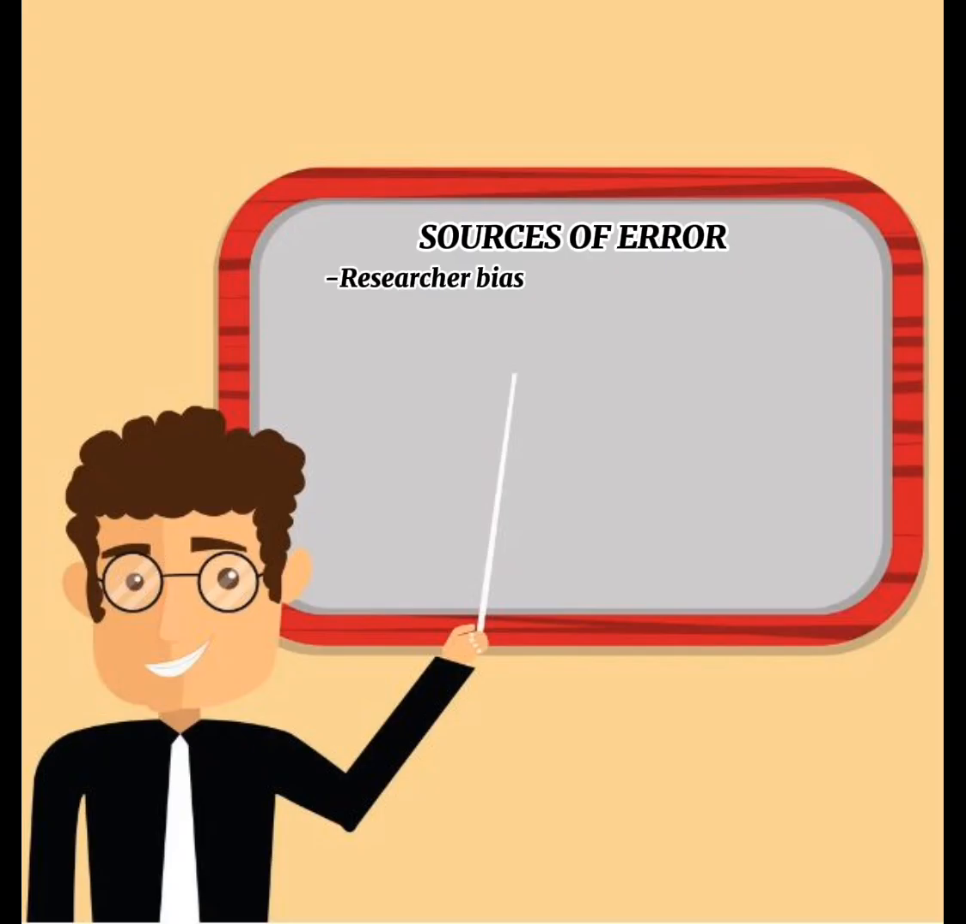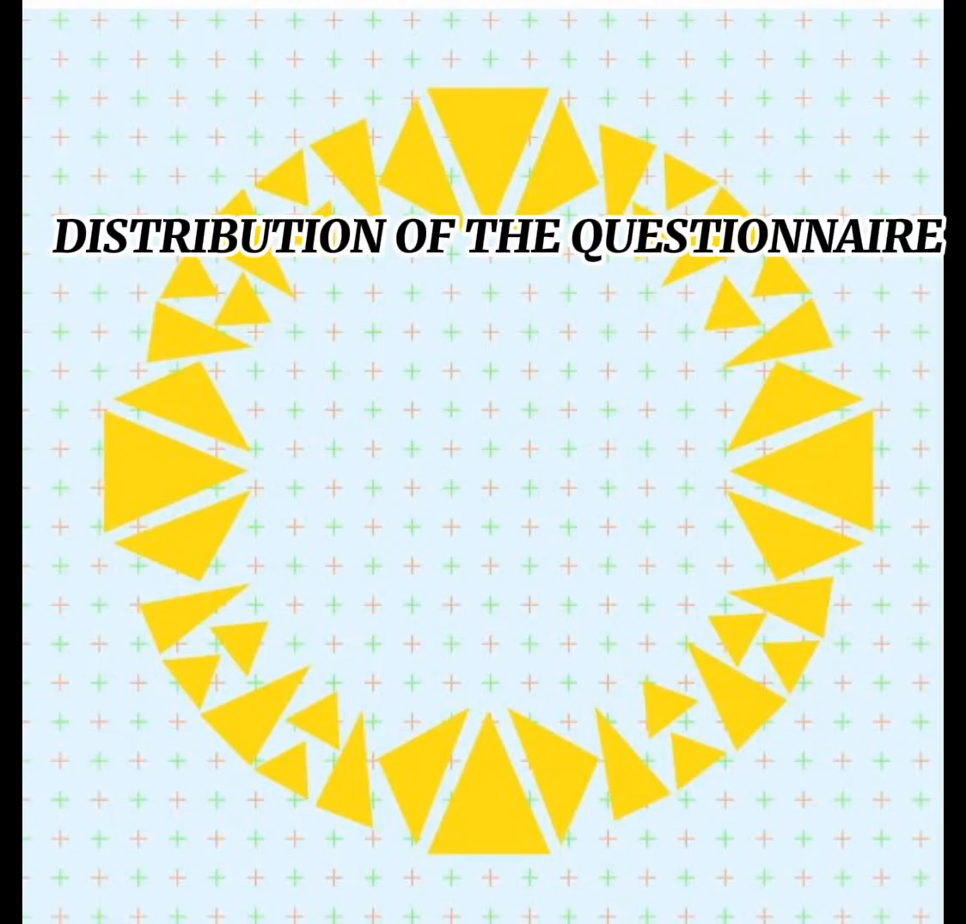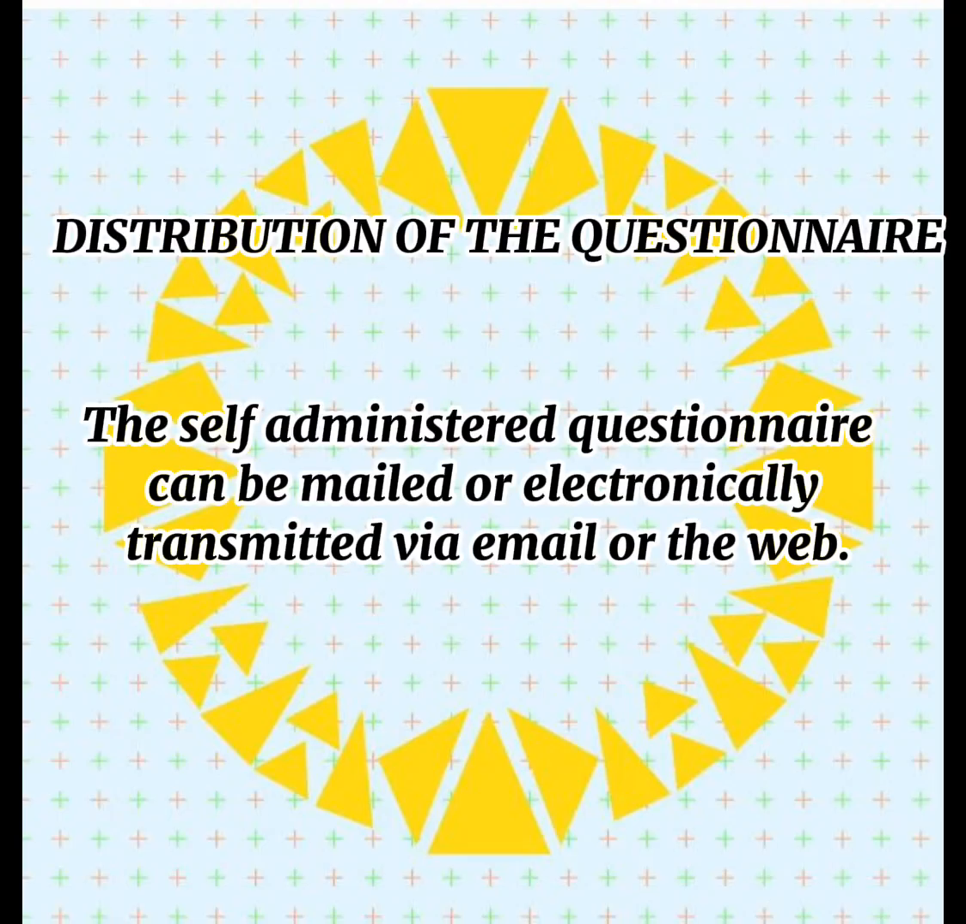Sources of error. Researcher bias. Sponsorship bias. Imperfections of design. Weaknesses in design of the questionnaire can result in biased or inaccurate responses. Respondent interpretation. Time lapse. Circumstances. Response bias. Distribution of the questionnaire. The self-administered questionnaire can be mailed or electronically transmitted via email or the web.